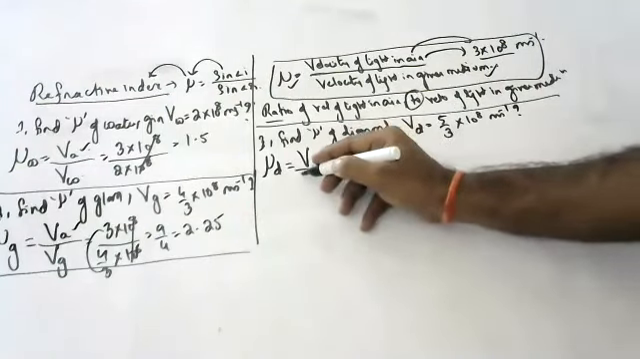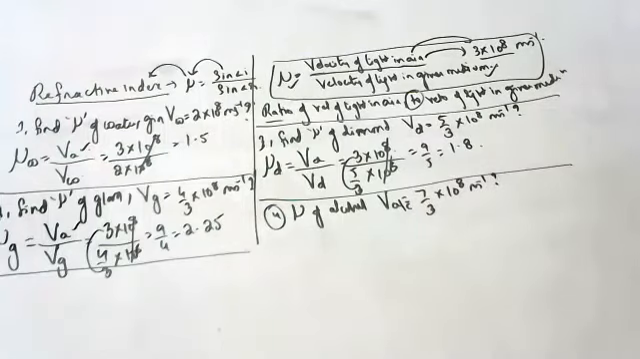1.8. Next, find the refractive index of alcohol, if the velocity of light in alcohol is approximately 7 by 3 into 10 to the power of 8 meters per second. Okay. Who will tell this?